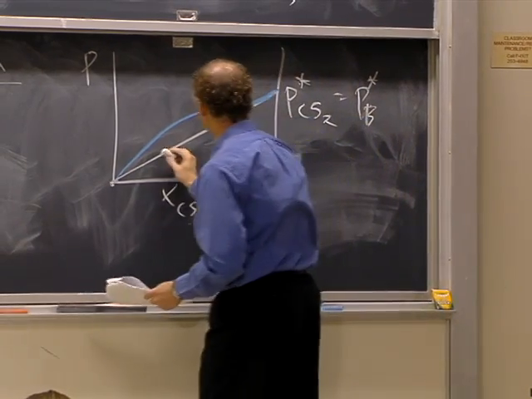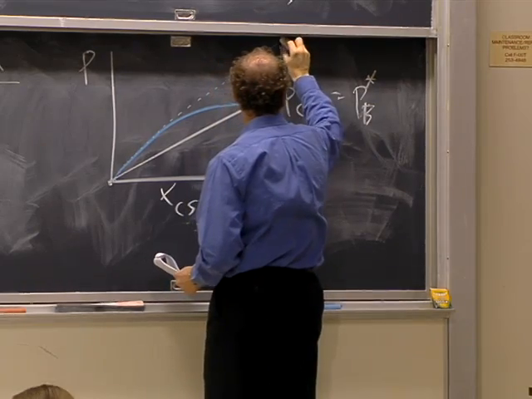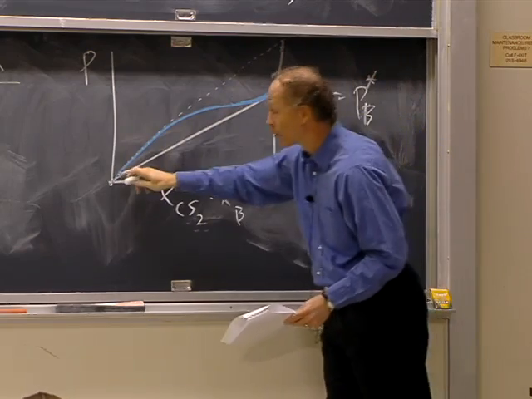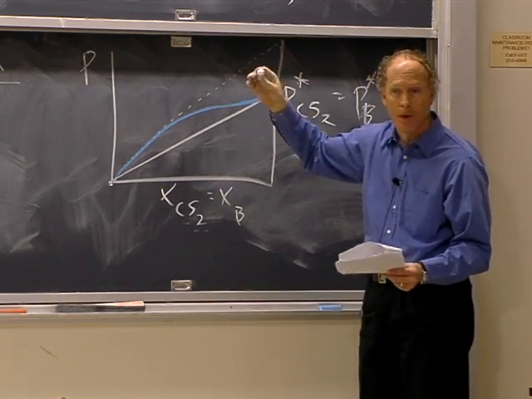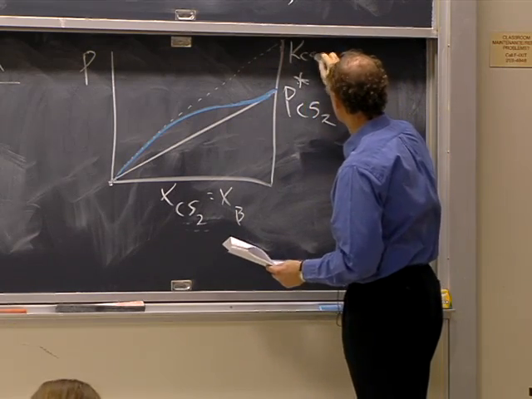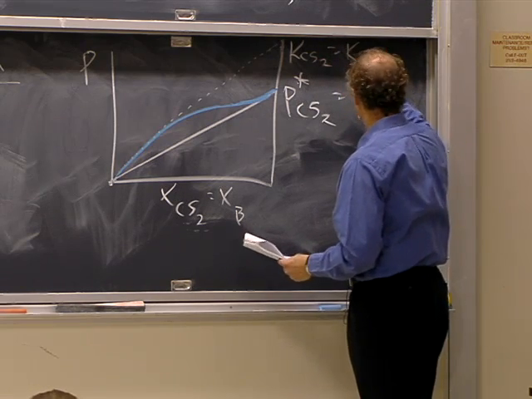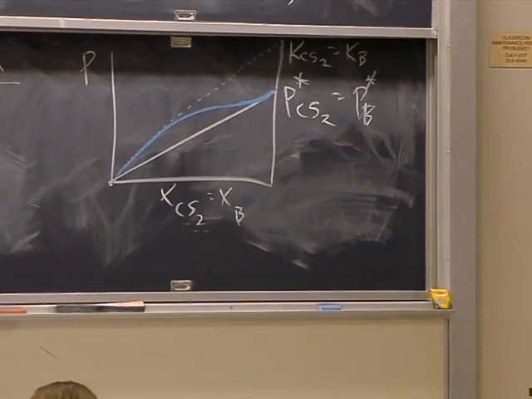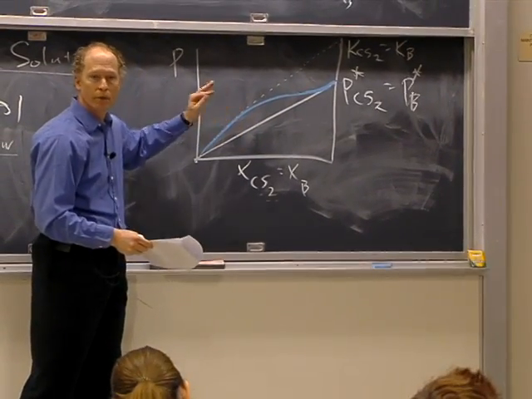Now, if we follow this, and I can see I'm going to be in trouble, but I can do a little creative bending of a line here. If I follow this slope up to here, it'll intersect somewhere. That has a name. It's called the Henry's law constant. I can write it as KCS2 or KB. So the point is that at least for some range of concentrations, the variation is linear.